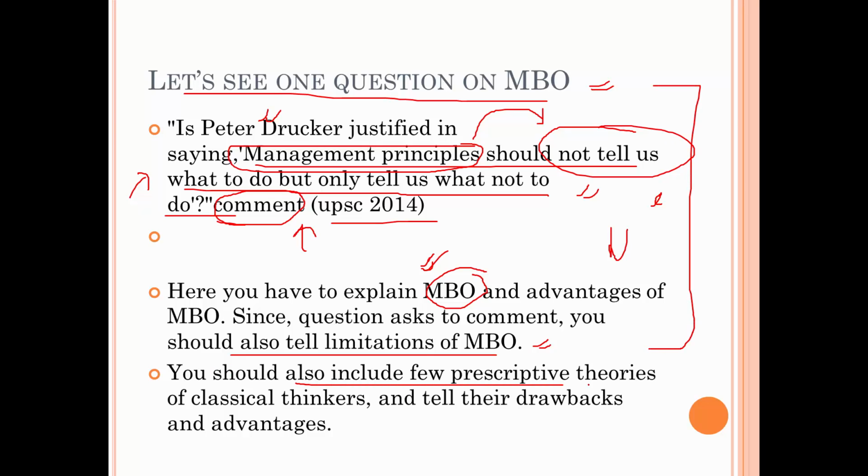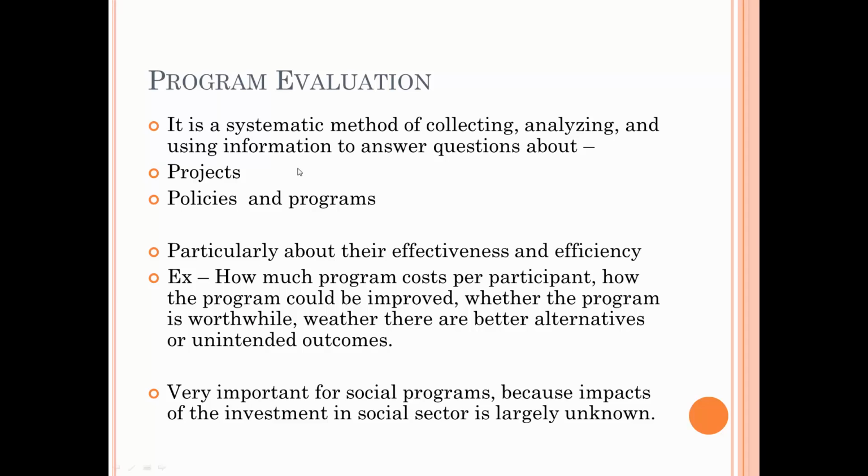You can include a few prescriptive theories of classical thinkers and tell their drawbacks and advantages also. Prescriptive means prescription, like theory building. So this is the way you can answer this question. Basically you have to talk about MBO here. Okay, then the third topic is program evaluation.